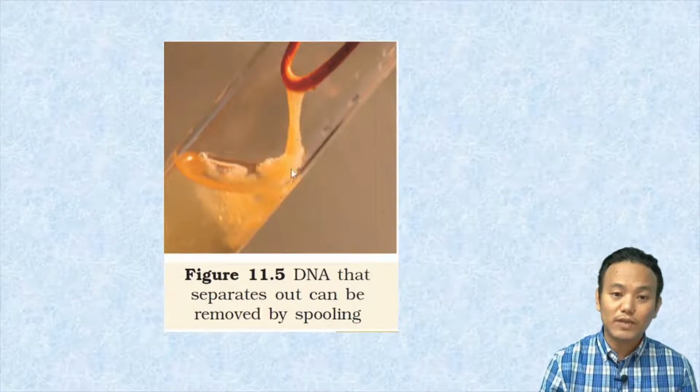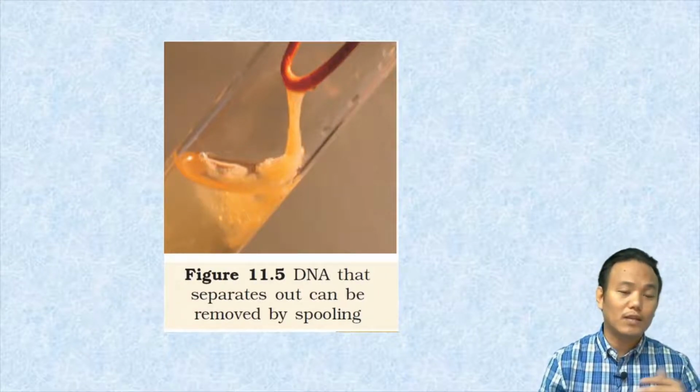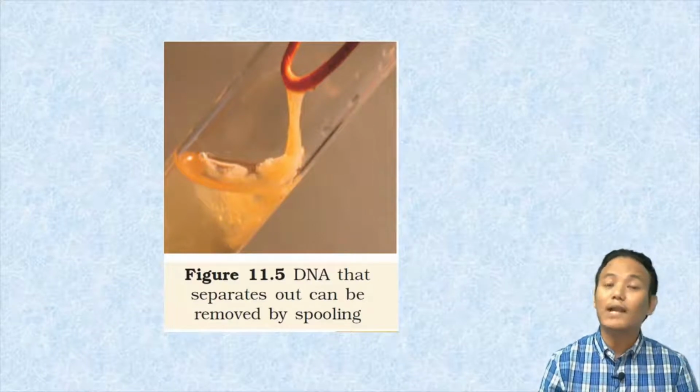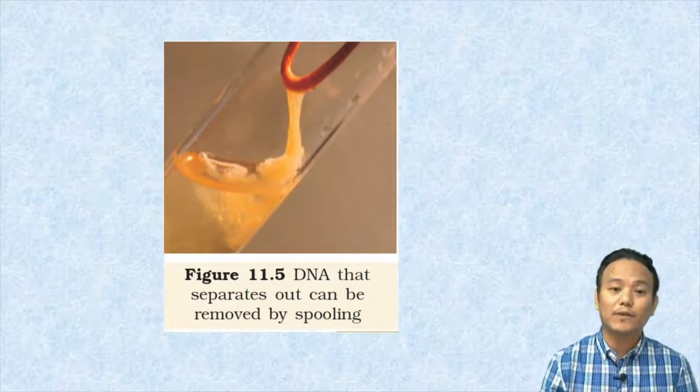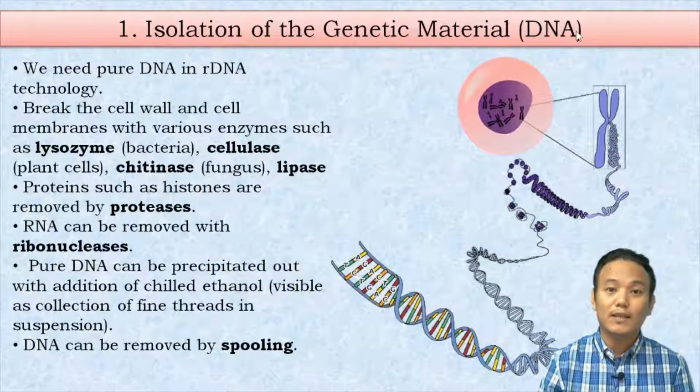And these thread-like or mucus-like structures are nothing but the DNA itself. It's pure DNA. All the other biomolecules like proteins, RNA, lipids, and everything are removed with the help of enzymes. So that is the first step, that is isolation of the genetic material from the cell.